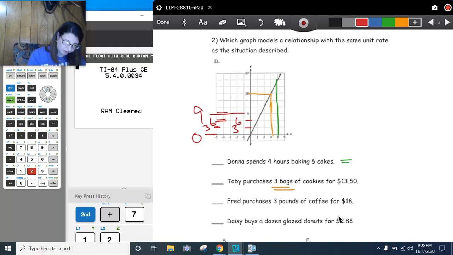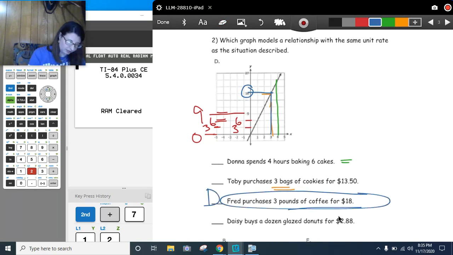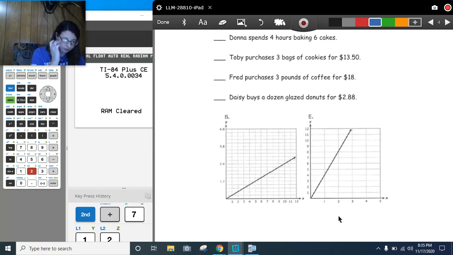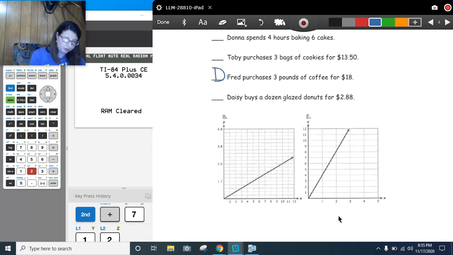3 pounds of coffee for $18. So if I'm at 3, oh wait, I said this up here. Let me erase what I had. This right here is 18. So 3 at 18, that is what I have here. So that's going to be letter D. Okay, let's look at these others. We already know 3 for 18 was the letter D, so that means I have 3 other options for these two.